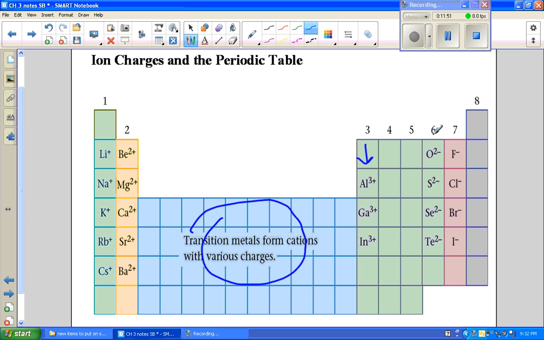And these are gaining electrons, -2, -1. Now, these are right along with our nonmetals, so that is why they vary in charge depending upon what element we are talking about.